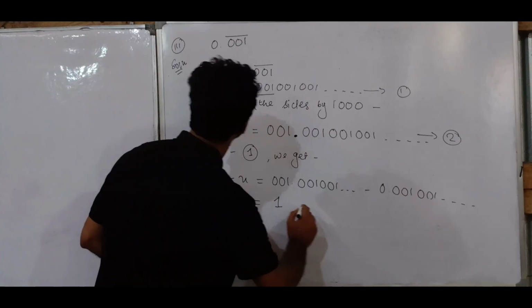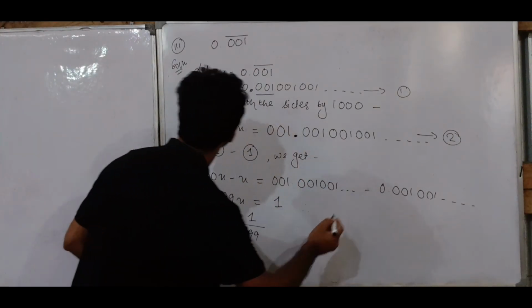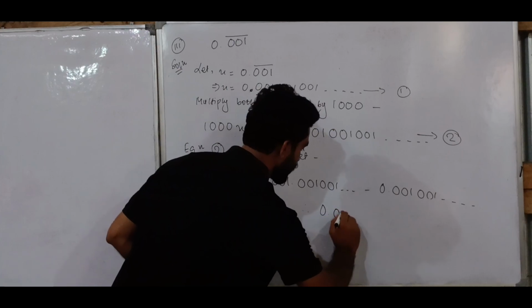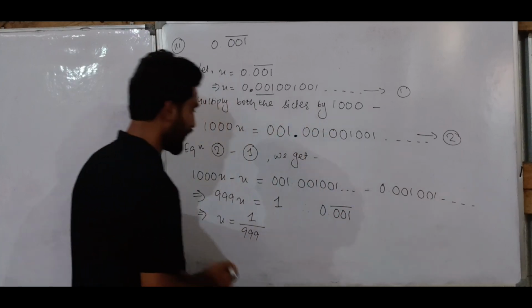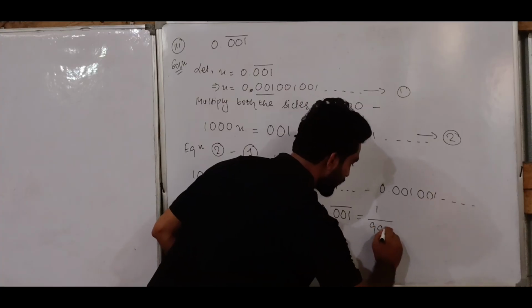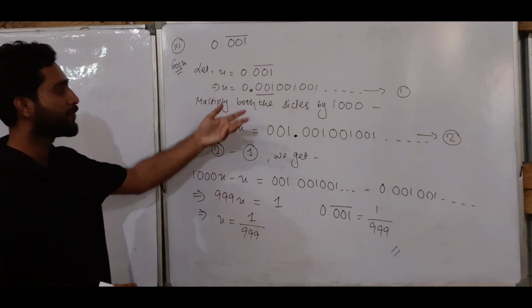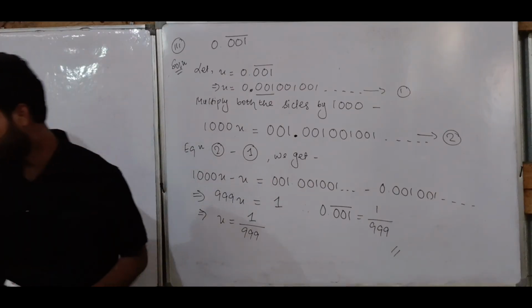So if we converted this 0.001 bar, then what will you get in the p by q form? 1 divided by 999. So this is the long method. The same question we will now solve with the shortcut method.